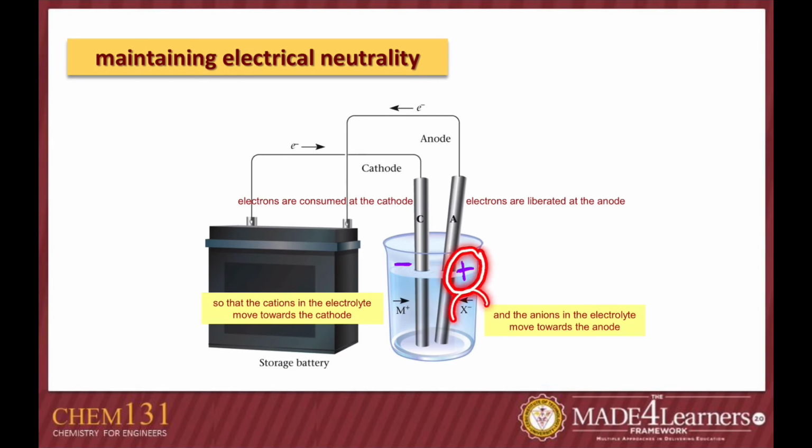the anions go to the anode to be neutralized, so the charge disappears. Also, the cations go to the cathode, because the cation is positively charged and the cathode is negative. So to balance the charge and maintain electrical neutrality, they go to the negatively charged cathode. And in both electrodes, neutral substances are produced.